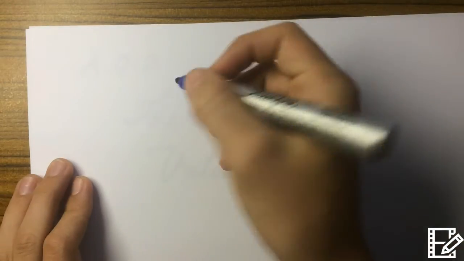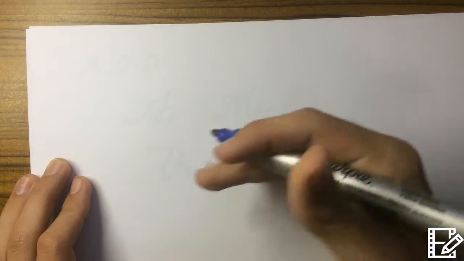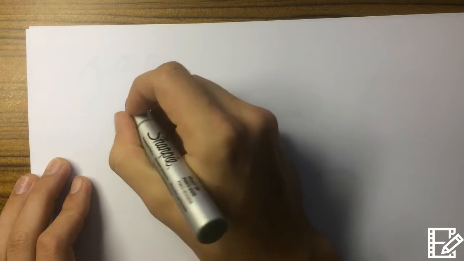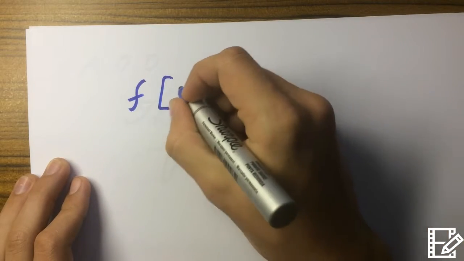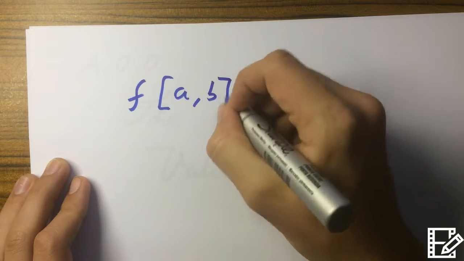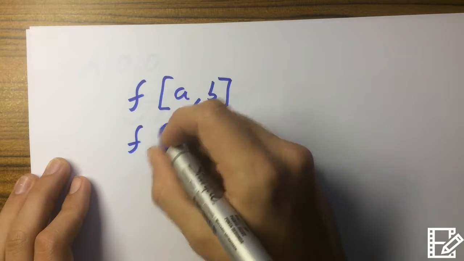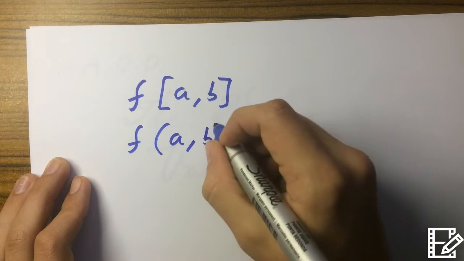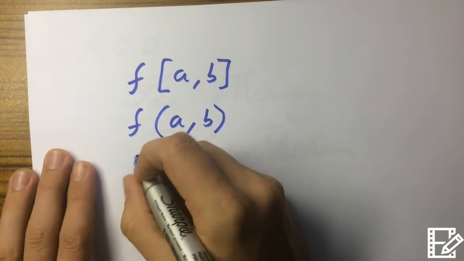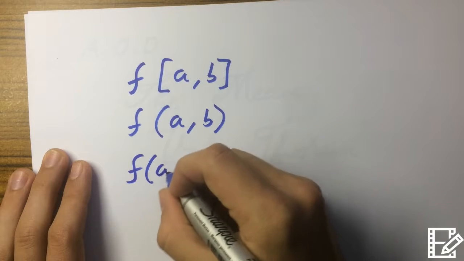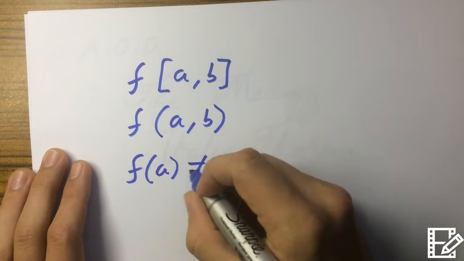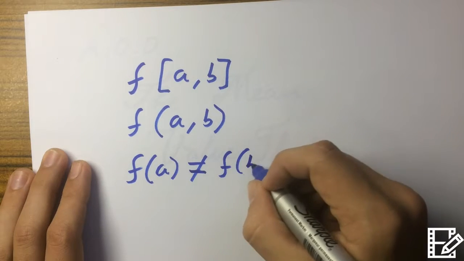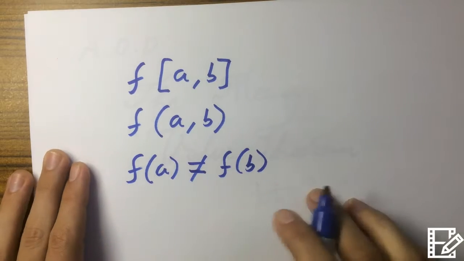So first I'll start with the criteria. For us to use the mean value theorem, the function has to be continuous on the closed interval of a to b. The function has to be differentiable on the open interval of a to b, and the function of a must not equal the function of b. If it does equal, then you use Rolle's theorem.